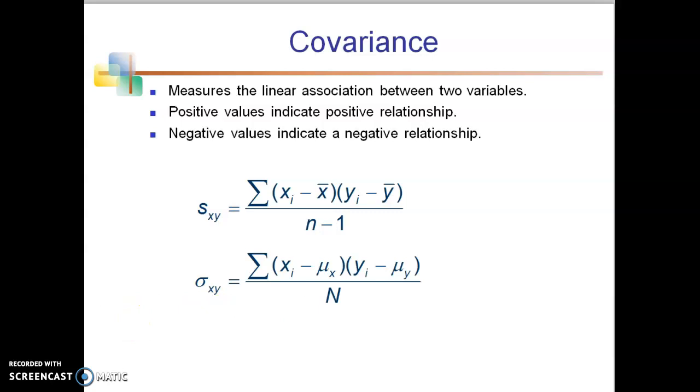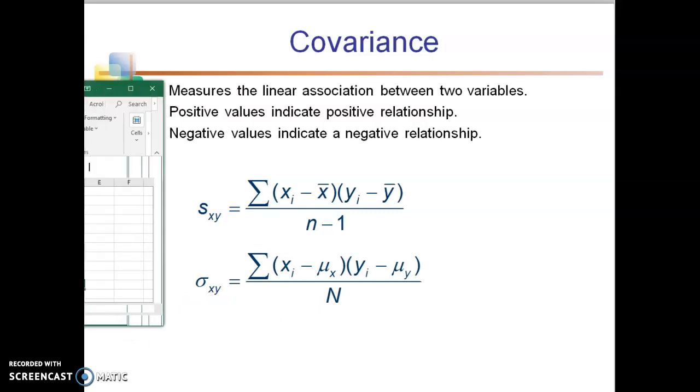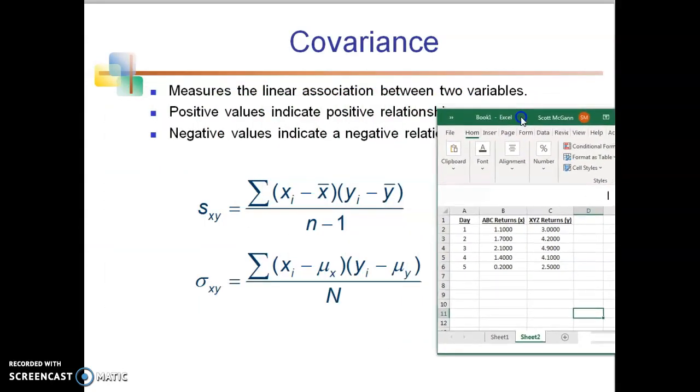Okay, let's do an example here. Say I have the following sample data on stock returns over 5 days for 2 different companies, ABC Corporation and their returns each day, and XYZ Corporation and their returns for each day. These are percentage returns, but they're in whole numbers. So 1.1 means 1.1%, 2.1 means 2.1%, etc.